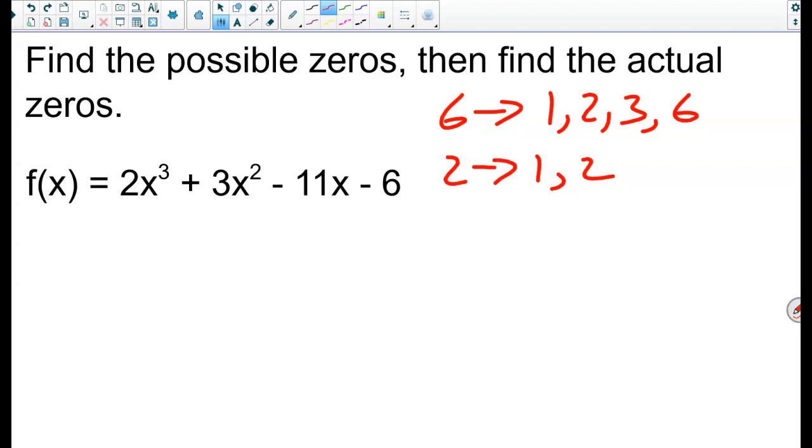Every factor of the constant goes over 1. So every factor of the constant is a potential solution. Every factor of the constant has to go over 2. So 1/2, 2 over 2 is 1, 3/2, 6 over 2 is 3. These are your potential solutions.